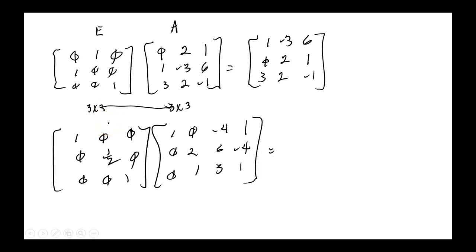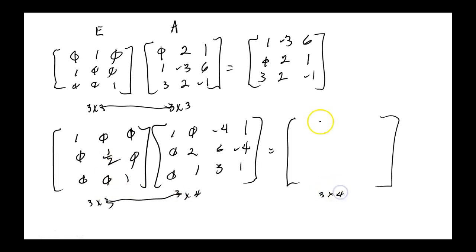This time, what is E done to the identity matrix? Multiply the second row by 1/2. Okay, let's operate on this. This is a 3 by 3, multiplied by 3 by 4. Well, certainly you can multiply them because the 3's are the same, and your answer will be a 3 by 4. So that's going to be 1, 2, 3, 4; 1, 2, 3, 4; and 1, 2, 3, 4.